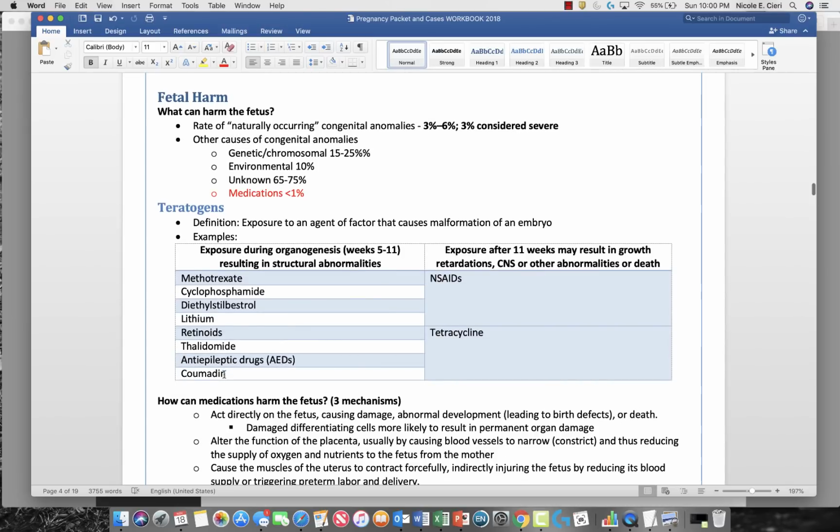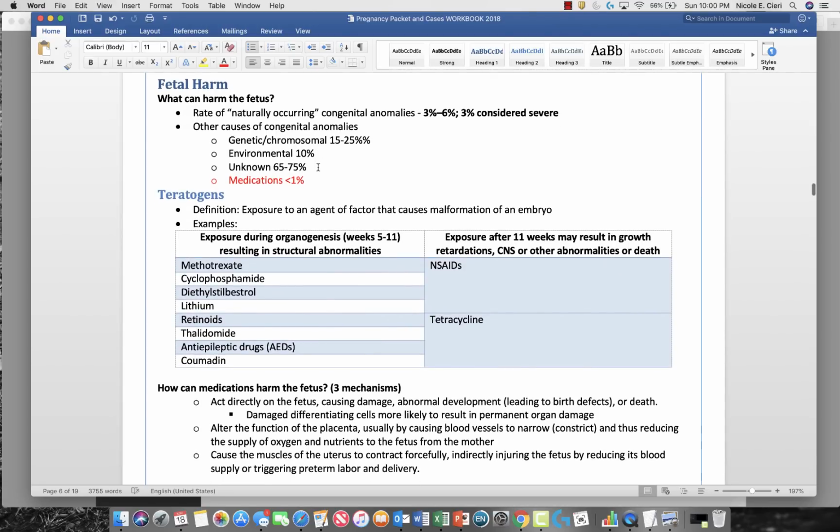So what can harm the fetus? Medications certainly, however, they're actually only about 1% of the causes of congenital anomalies. 3 to 6% of pregnancies may have a congenital anomaly, and 3% of those are considered severe. So causes of congenital anomalies may be genetic or chromosomal. They might be environmental. For the most part, they'll be unknown, and medications will account for a very small portion.